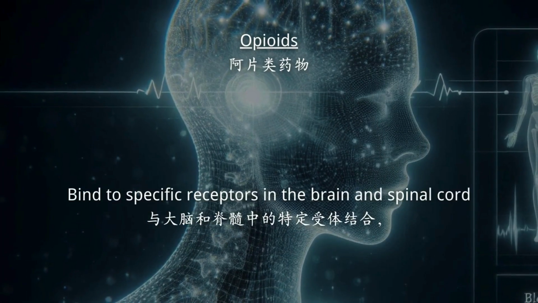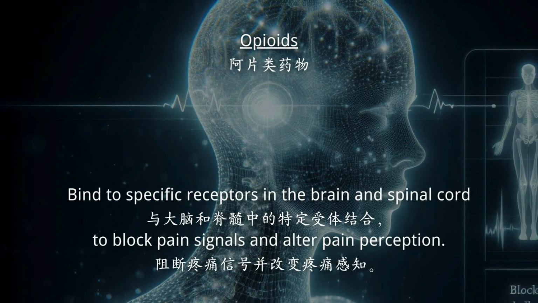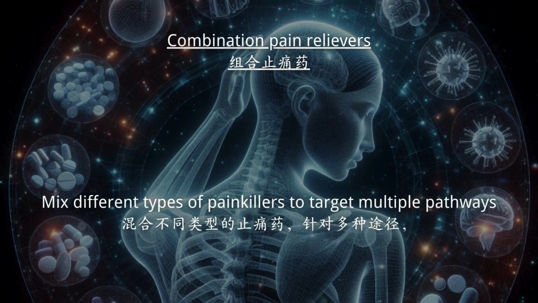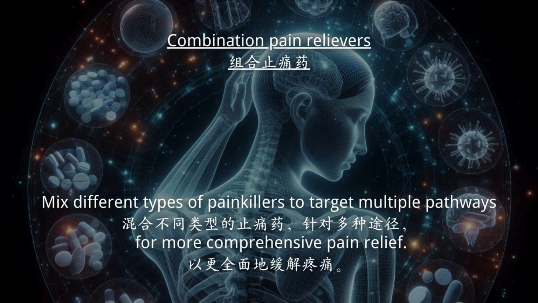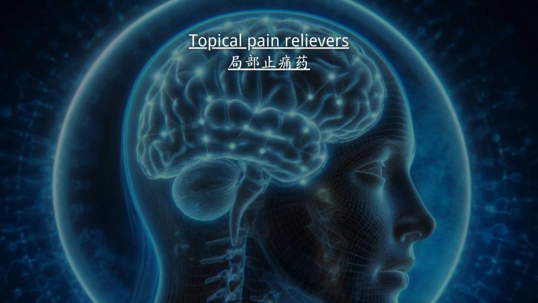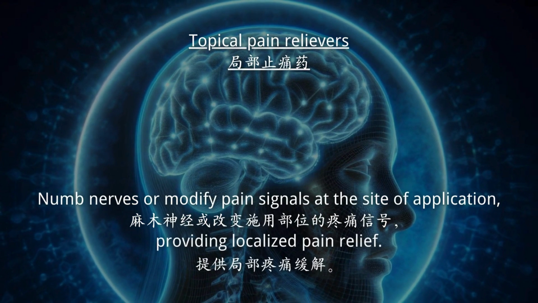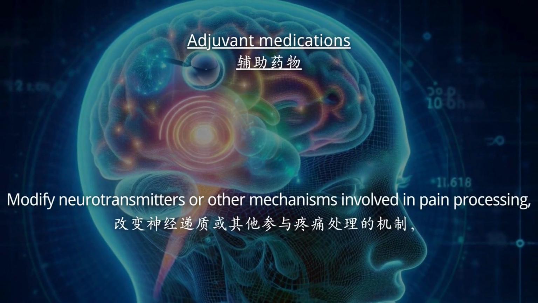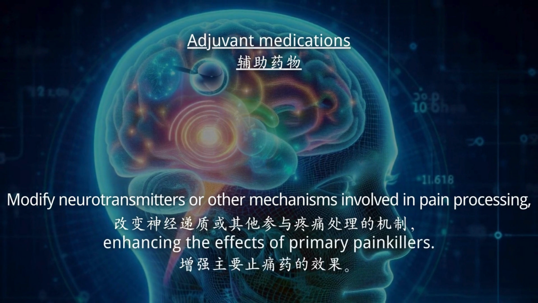Opioids bind to specific receptors in the brain and spinal cord to block pain signals and alter pain perception. Combination pain relievers mix different types of painkillers to target multiple pathways for more comprehensive pain relief. Topical pain relievers numb nerves or modify pain signals at the site of application, providing localized pain relief. Adjuvant medications modify neurotransmitters or other mechanisms involved in pain processing, enhancing the effects of primary painkillers.